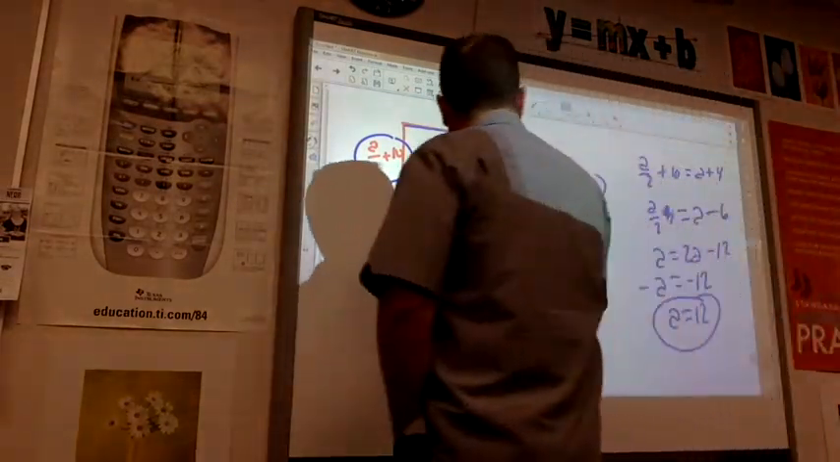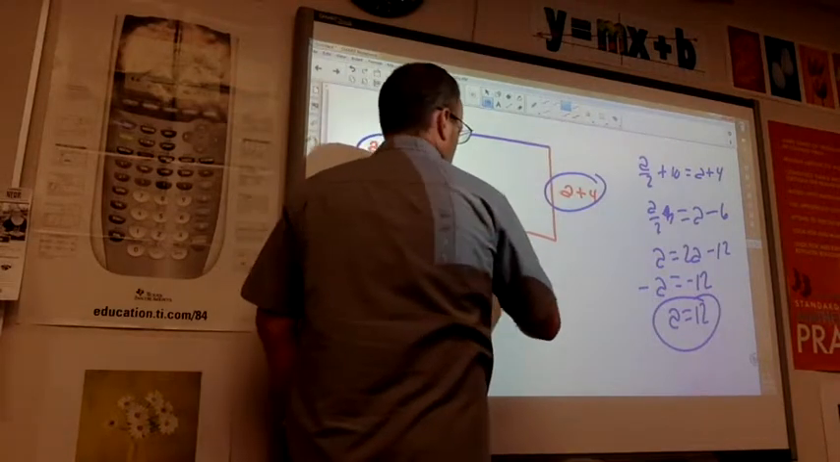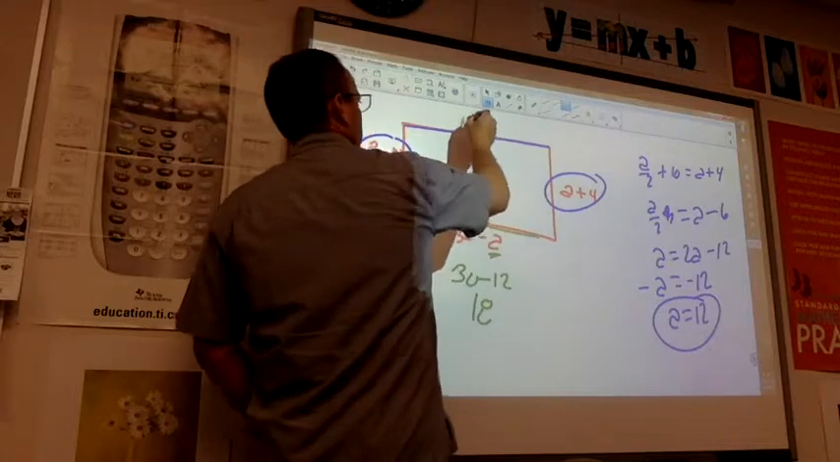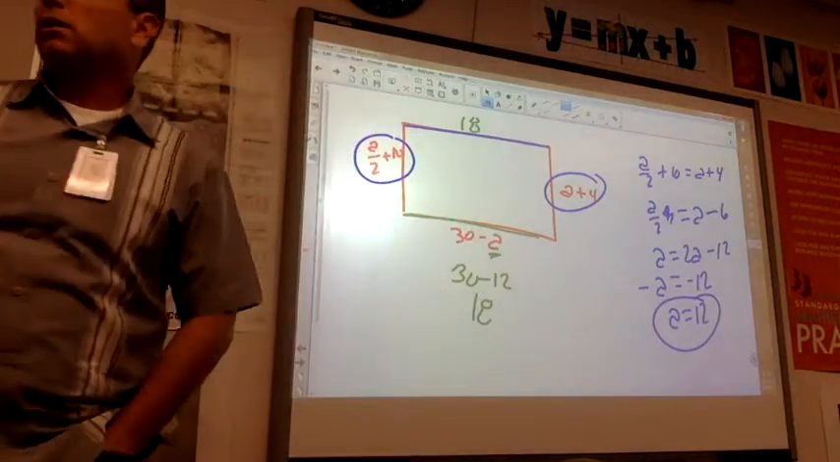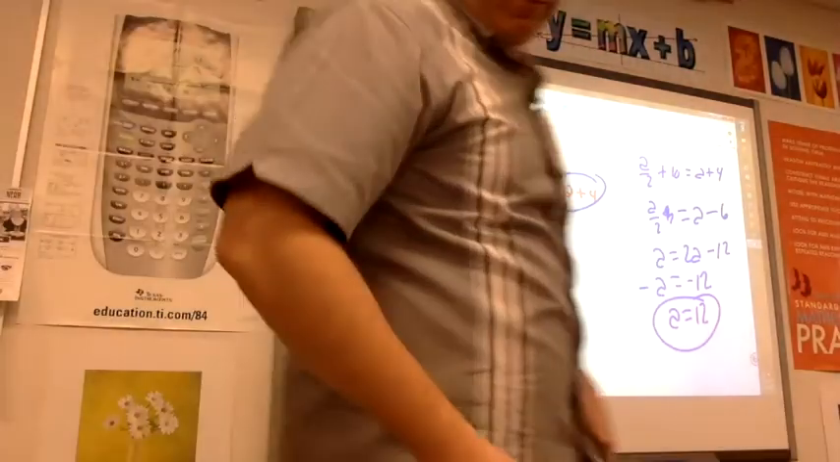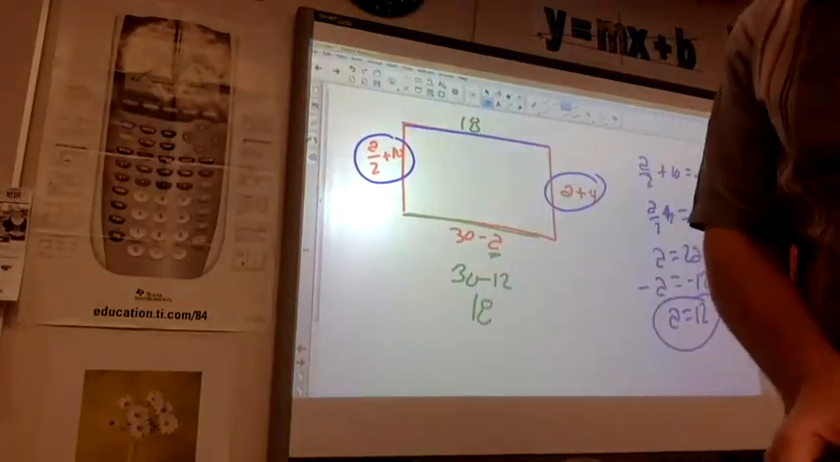If my A value is 12, I can plug that here. So 30 minus 12 is 18. So if down here is 18, up here also has to be 18. Number 20.